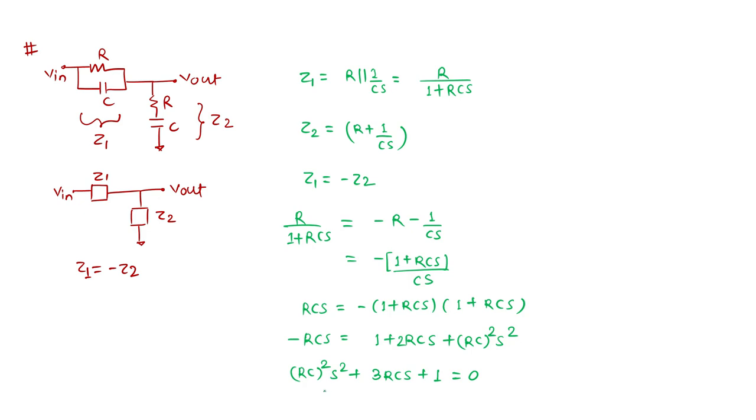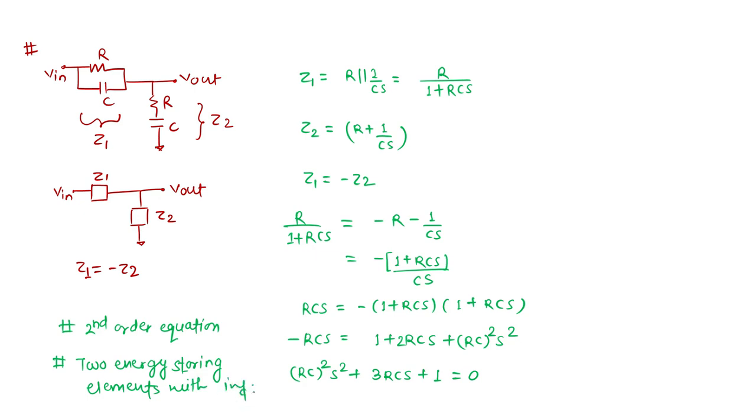So from here what we got is a second order equation. Why did we get the second order equation? Because there are two energy storing elements, two energy storing elements with independent state variables. What does it mean, independent state variables?